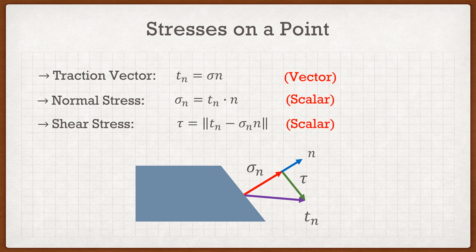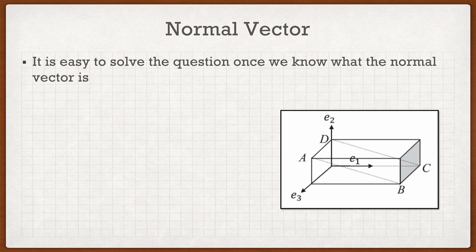So those are some things to keep in mind. If you're calculating your shear stress and you get a vector, well, something's a little off. So we're going to have to figure that out in case that happens. All right. So as we've seen from the previous slides, it's pretty easy to solve this question to find the normal stress as well as the shear stress if we have that normal vector. However, the question doesn't give us what that normal vector is. So we're going to have to figure out what exactly that normal vector is.